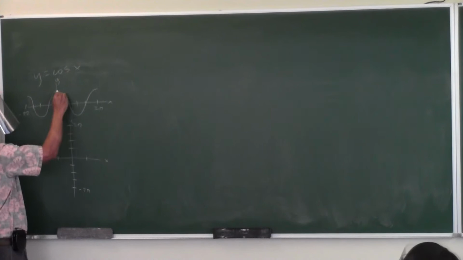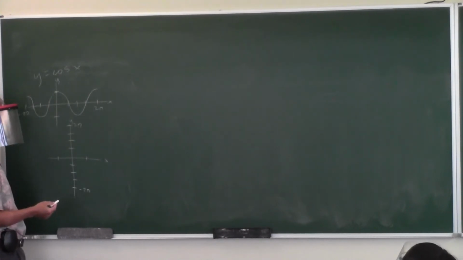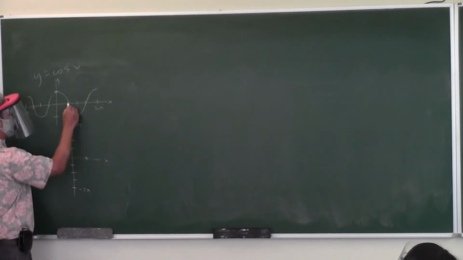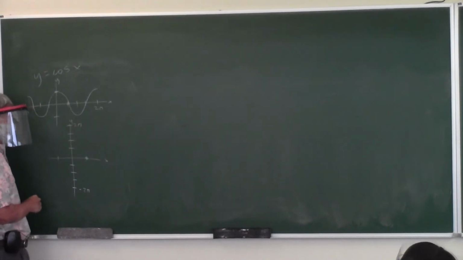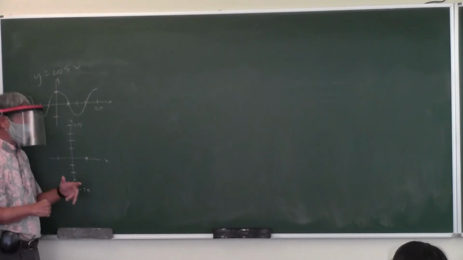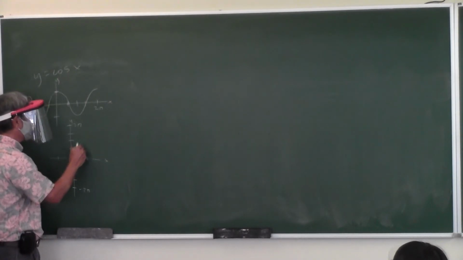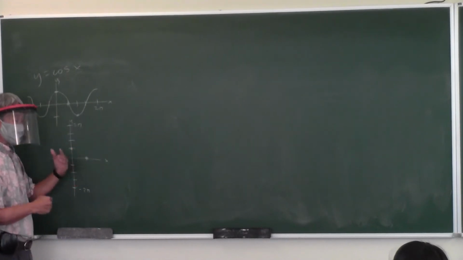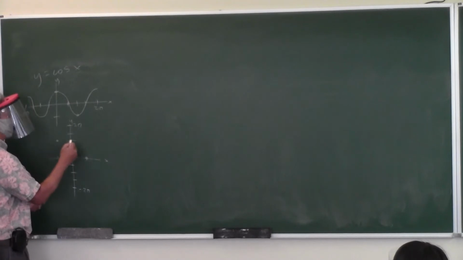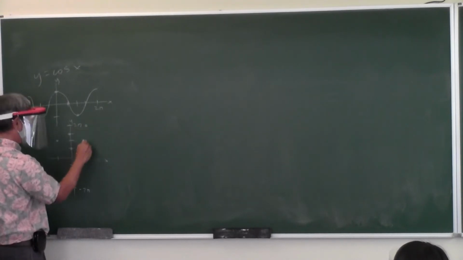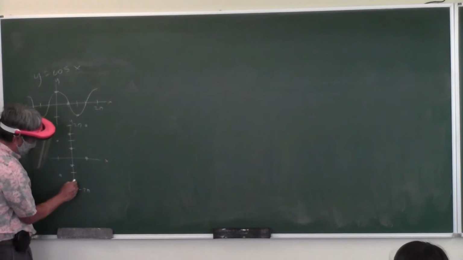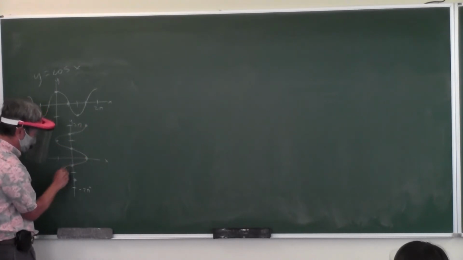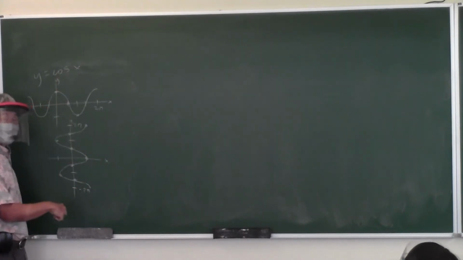So what is that point right there? 0, 1. So what happens when you switch the x's and y's? You get 1, 0. What about this point? Pi over 2, 0. So switch it, 0, pi over 2. What about that point? Pi, negative 1. So if you switch it, you get negative 1, pi. And if you just keep switching all the x and y coordinates, you get a graph that looks like this. And it keeps on going up and down, right?